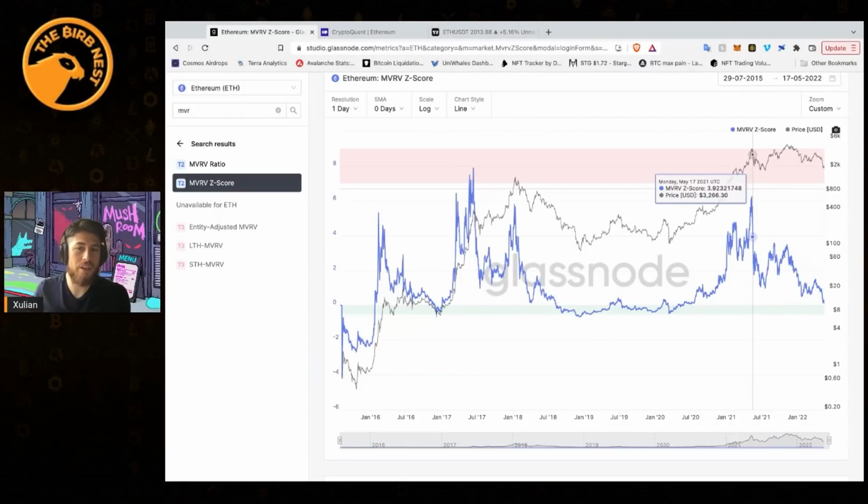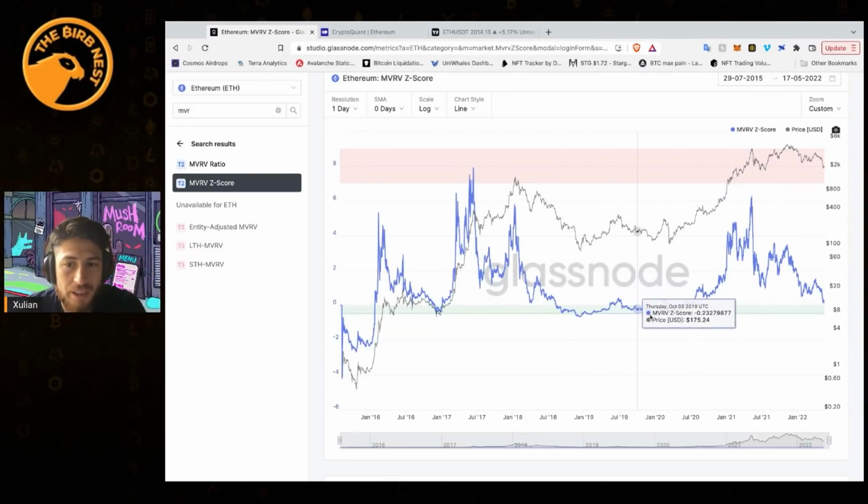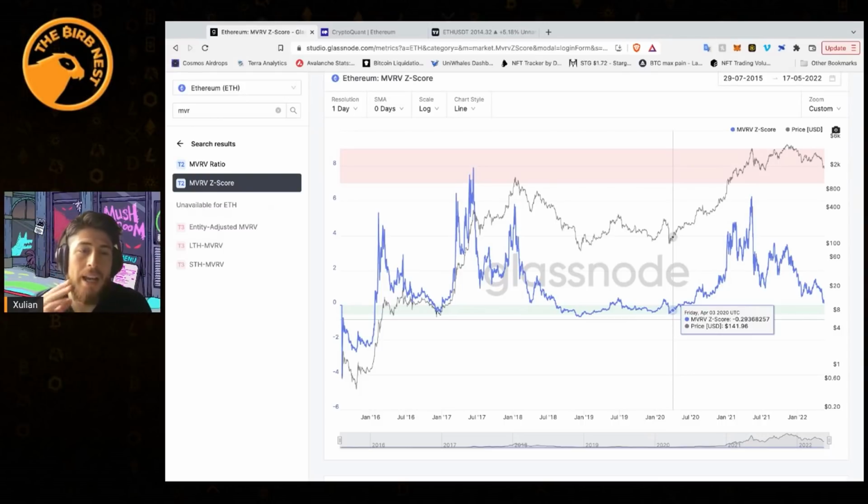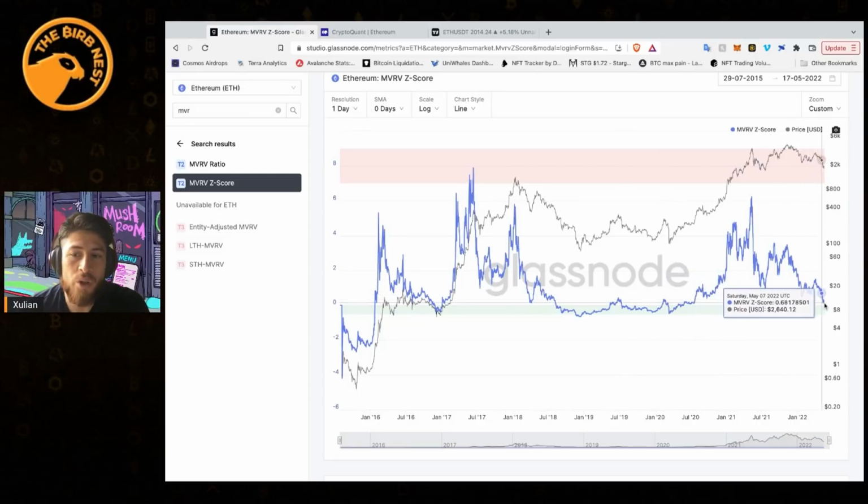So MVRV on Ethereum doesn't quite work the same way for tops, but it does for bottoms. As we can see, we have these long bottoms over here. So it's very interesting to kind of compare MVRV versus Bitcoin and Ethereum on how the two charts behave. So as we can see, we're not quite in that oversold range, and we can go quite a bit below that oversold range as well.